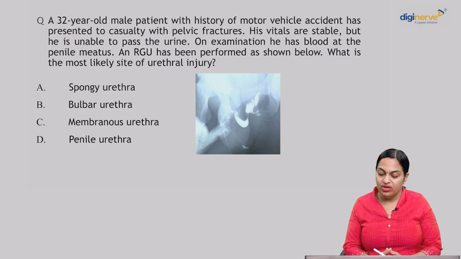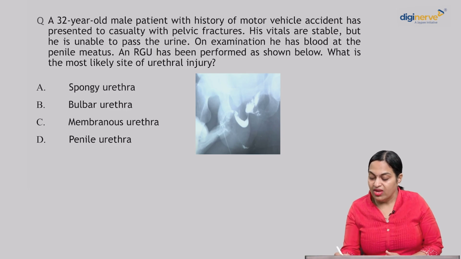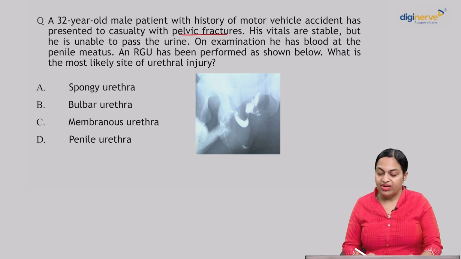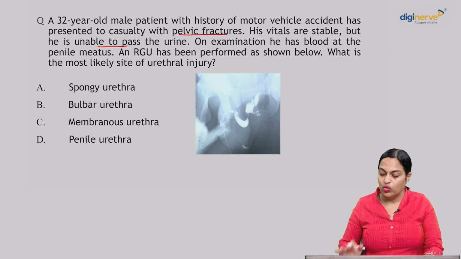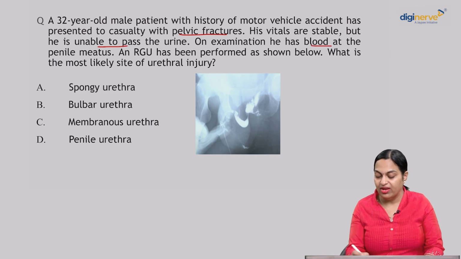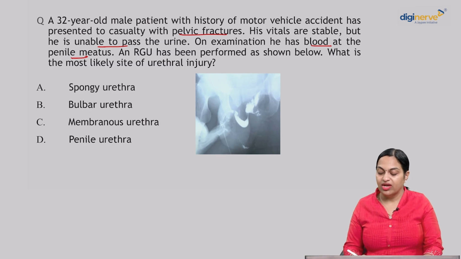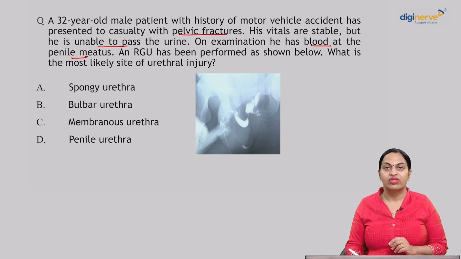A 32-year-old male patient with a history of motor vehicle accident has presented to casualty with pelvic fracture. His vitals are stable, but he is unable to pass urine. On examination, he has blood at the penile meatus. A retrograde urethrogram has been performed as shown below. What is the most likely site of urethral injury?